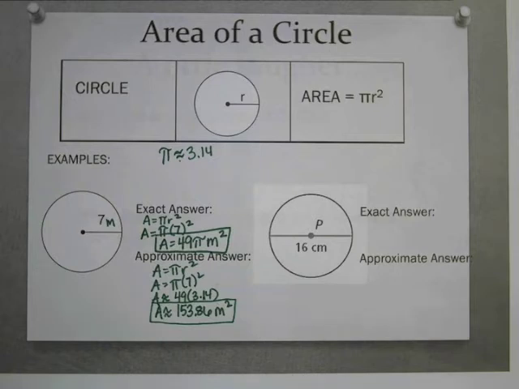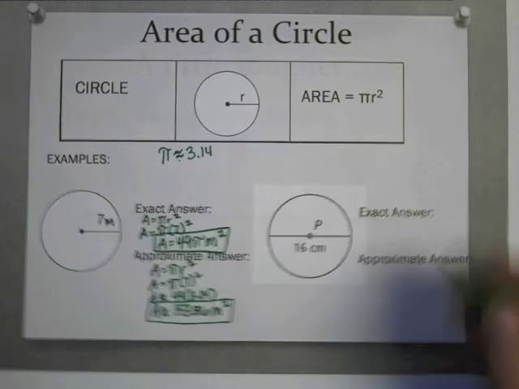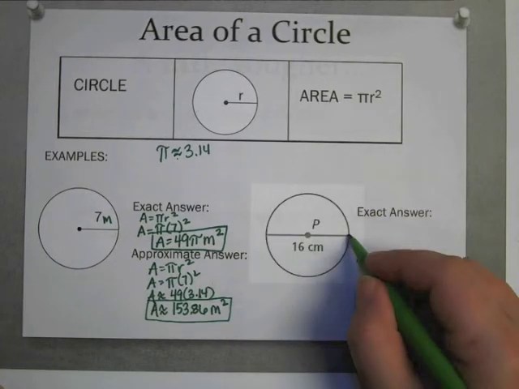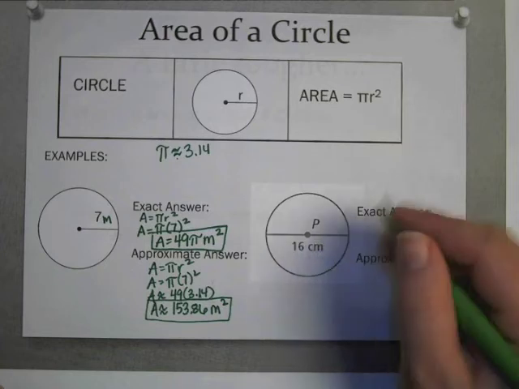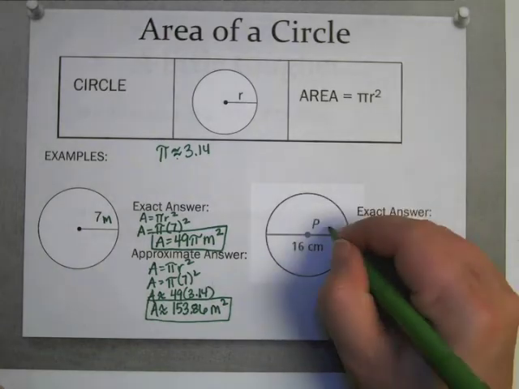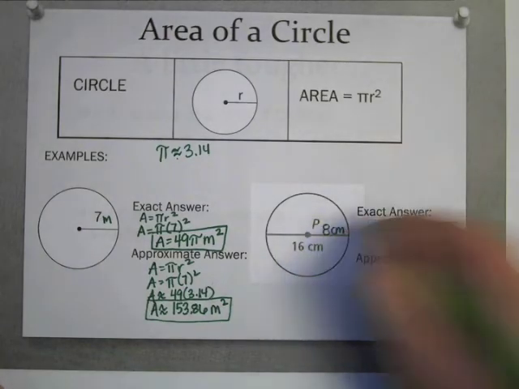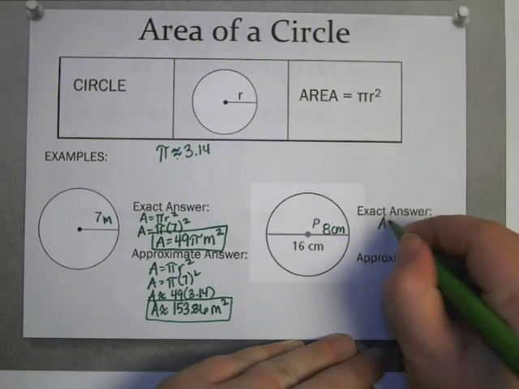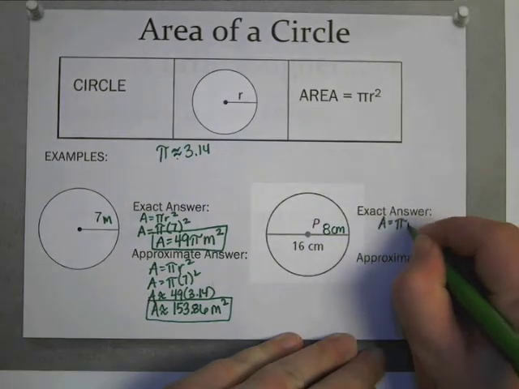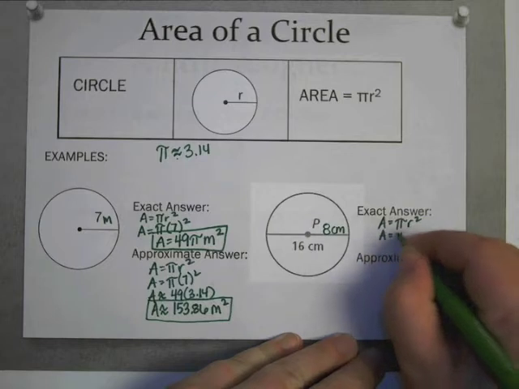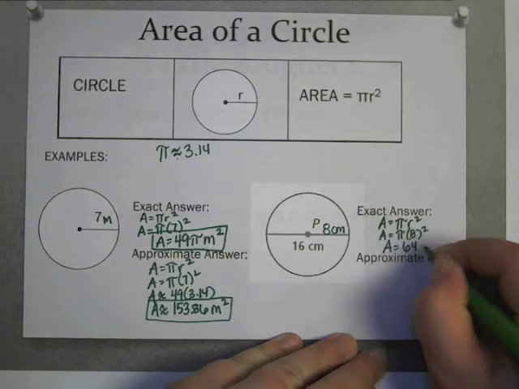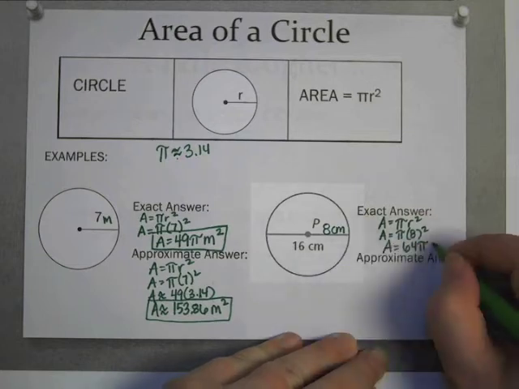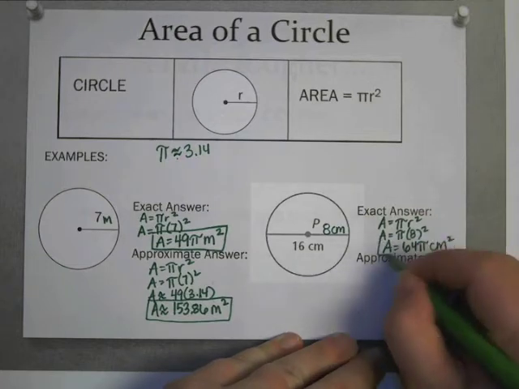Okay, so let's try the other one. This time, notice they give us the diameter, not the radius. So what is the diameter of 16? So remember that the radius is half of that. So it is 8 centimeters is our radius. So A equals pi r squared. We plug in 8. So that would be 64 pi. They told us it was centimeters, so centimeters squared.